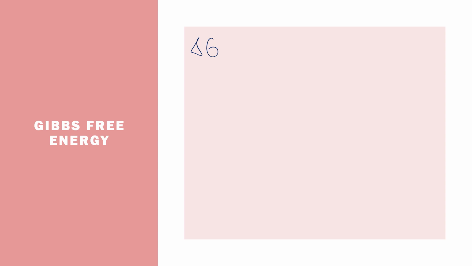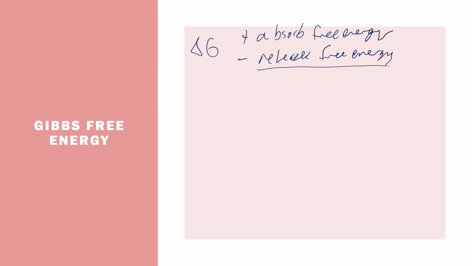And if you have a delta G that is positive, that means that the process involved has to absorb free energy, or use free energy. And when you have a negative value for delta G, it releases free energy. So when we have something that is releasing free energy, that is what we call thermodynamically favorable or spontaneous.